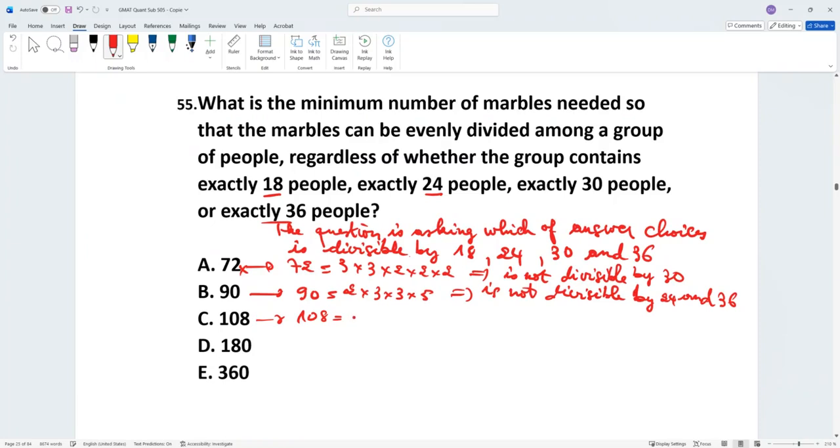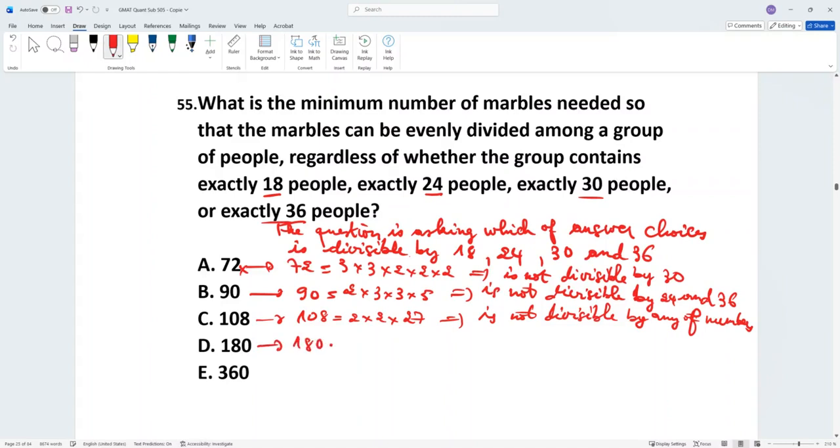108 is equal to 2 times 2 times 27. Okay. This is not divisible by any of the numbers. So of the numbers here being 18, 24, 30, and 36.